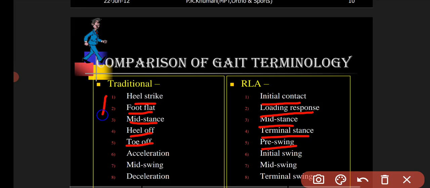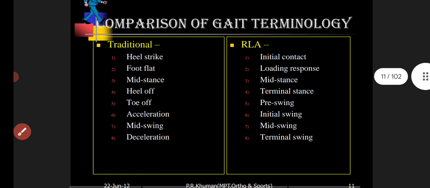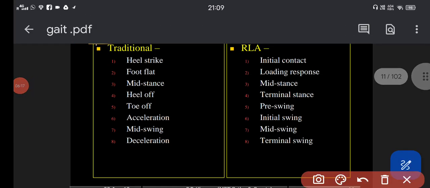These five are the stance phases, and these three are the swing phases. In the traditional classification it is heel strike, but in RLA it is the initial contact; that is the difference. Similarly, in the swing phase, traditionally it is the acceleration phase, but in RLA it is the initial swing phase. Mid swing is also known as mid swing. The last phase, deceleration, is known as terminal swing in RLA.